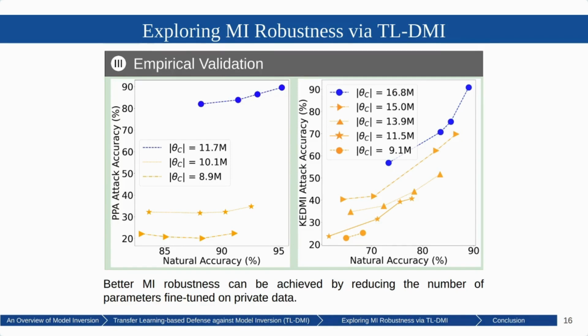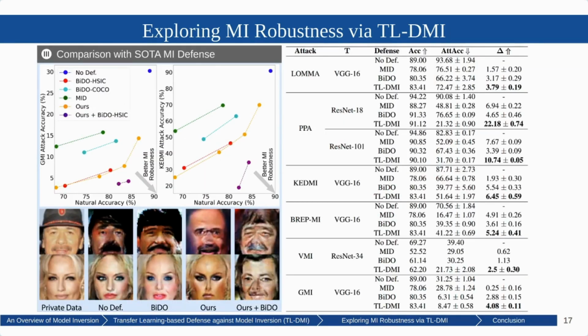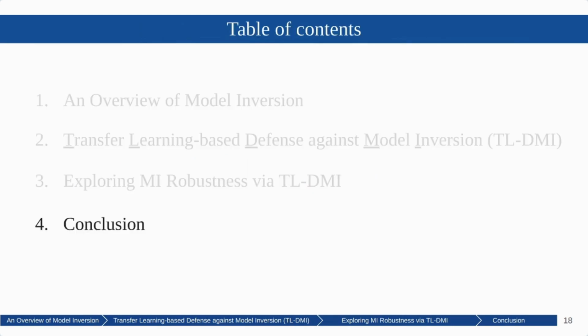Next, we conduct the empirical validation of our hypothesis. As mentioned, theta c indicates the number of parameters fine-tuned on the private datasets. We observe that better MI robustness can be achieved by reducing the number of parameters fine-tuned on private data. Finally, we conduct a comprehensive comparison with existing MI defenses. We observe that our TLDMI can improve MI robustness with the least reduction in model utility compared to existing MI defenses. Finally, we discuss our conclusion.